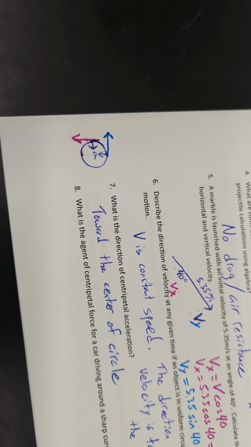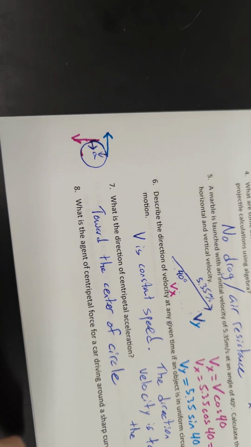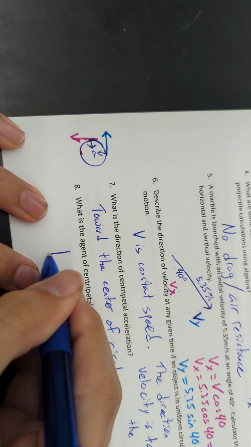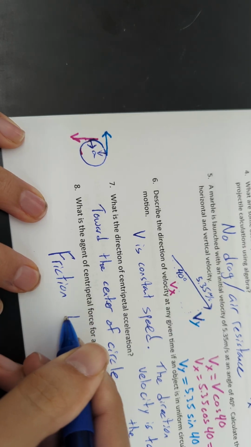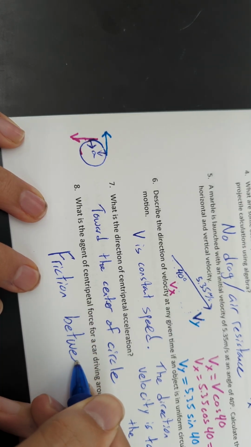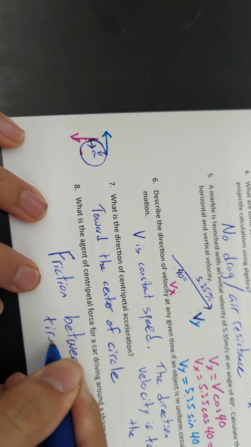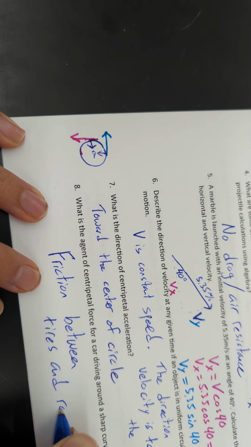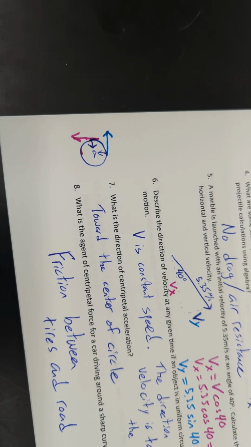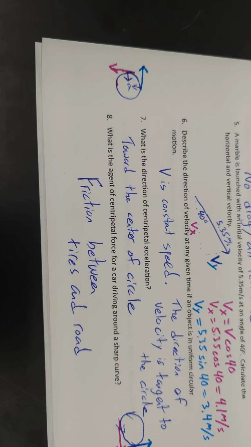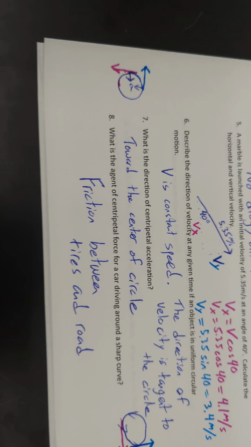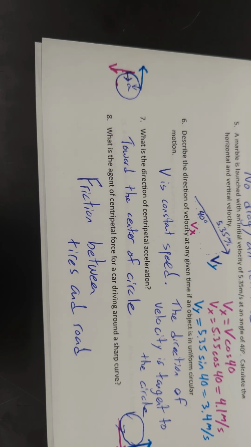What is the agent of centripetal force for a car driving around a sharp curve? This is going to be friction between the tires and the road. If there's not enough friction, that car is going to fly off the road because the centripetal force won't be enough to keep it in the circle on the curve.